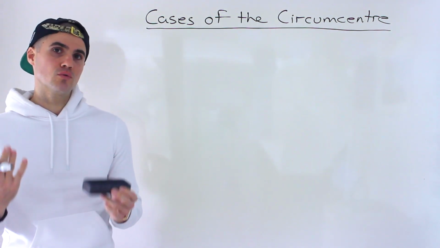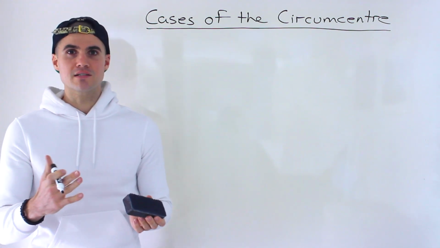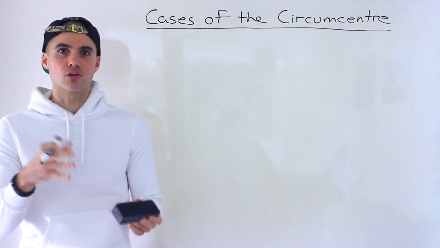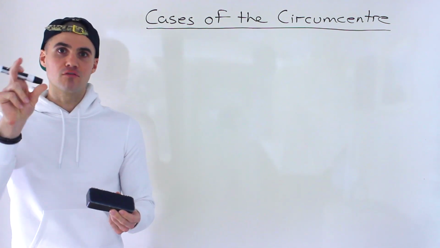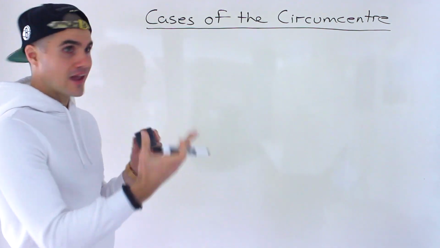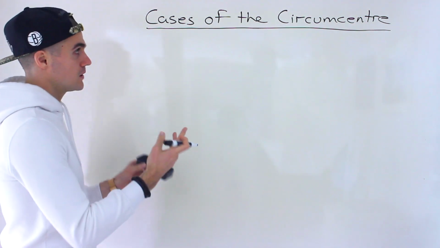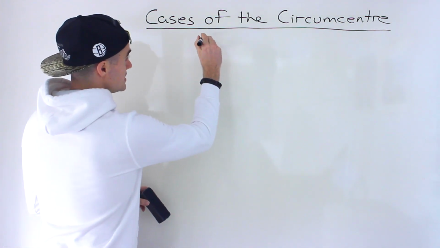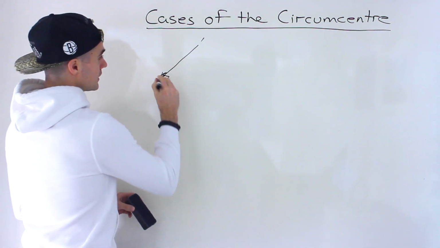So as a quick review, what is the circumcenter? Well, it's basically the point of intersection of all of the right or perpendicular bisectors of the sides of the triangle. And the location of the circumcenter in reference to that triangle can vary depending on the type of triangle that you're dealing with.